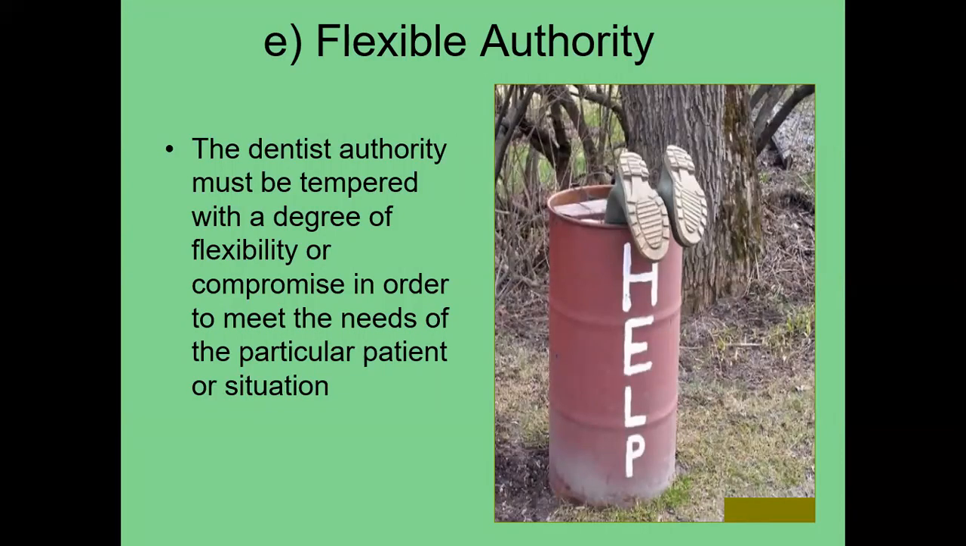Next is the flexible authority. The dentist is the ultimate authority when the child is taking treatment under you. The dentist is the one who decides whether the treatment has to be done or not. So dentist authority must be tempered with a degree of flexibility, because the dentist should be a little bit flexible or compromise in order to meet the needs of the particular patient or situation. Okay, so that flexibility should be with the dentist.